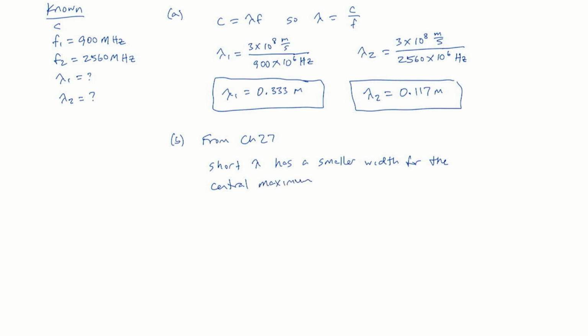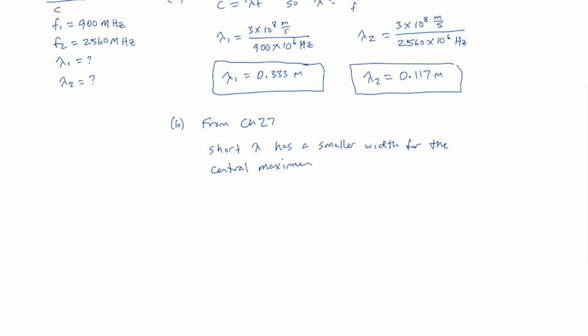The central maximum is caused by the interference; they are constructively adding to make a bigger bright spot. And so for us, we can say a shorter wavelength will make a smaller hotspot for the microwave. So a shorter lambda makes a smaller hotspot.